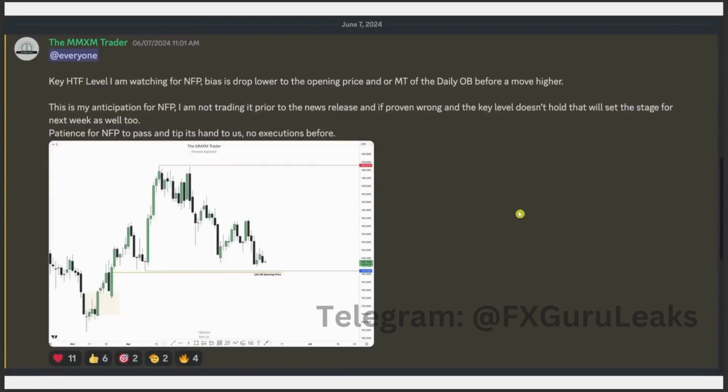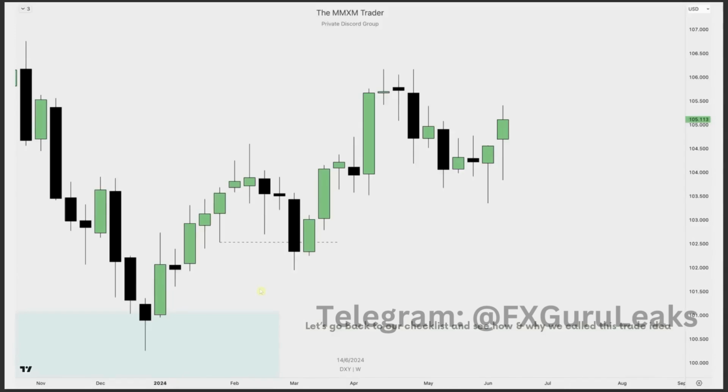Here's the slide of the Discord, right? The MMXM trader outlined this is the key level we'll be waiting for after NFP, and then the anticipation is that we're not going to trade lower than this key level, and we're going to outline why this is such a high probability area for a long. Now let's go back to our checklist and see how and why we call this trade idea.